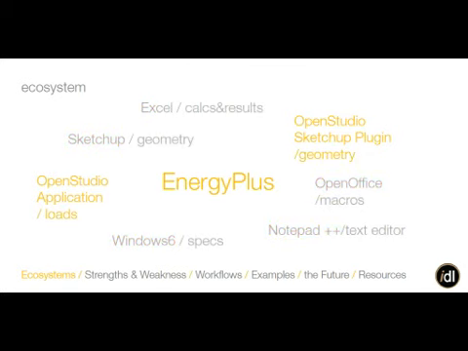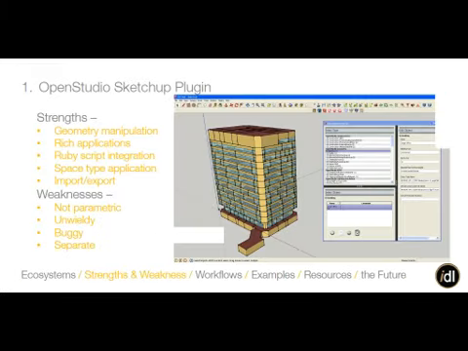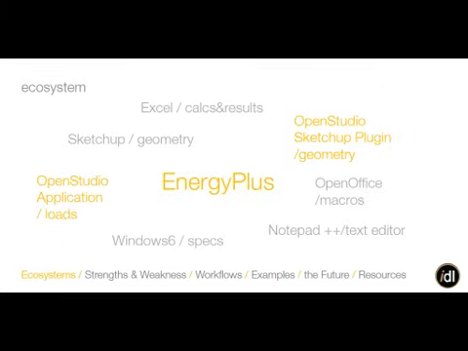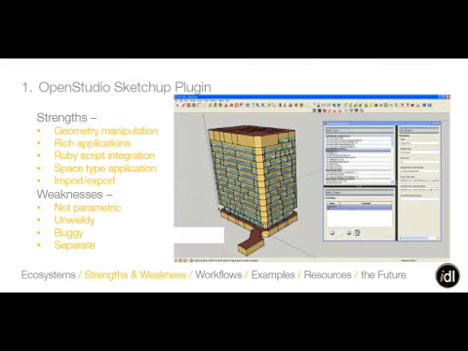But for our purposes, I'm going to focus on these three big ones: EnergyPlus text mode, the OpenStudio application, and also the OpenStudio SketchUp plugin, which is where we handle a lot of the geometry and some loads modeling and specification. So as we move forward, I'm going to talk about how we use these three different programs in tandem to do these different parts of energy modeling. So first, let's talk a little bit about the strengths and weaknesses of each one of these programs.